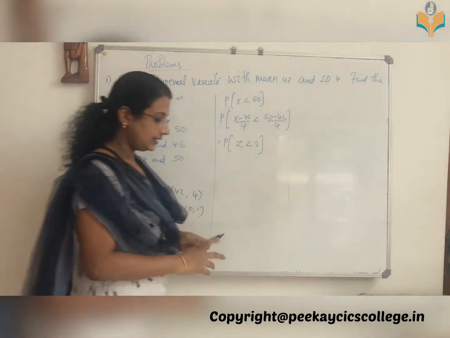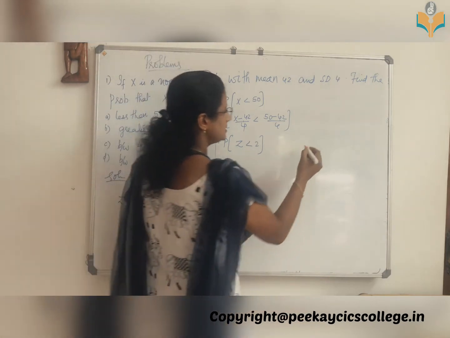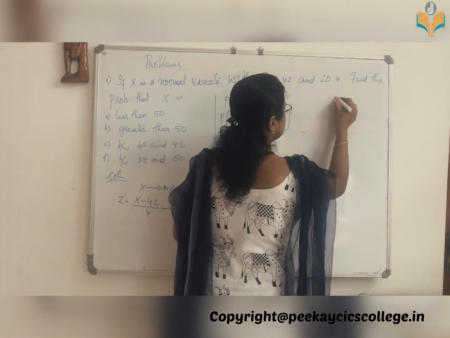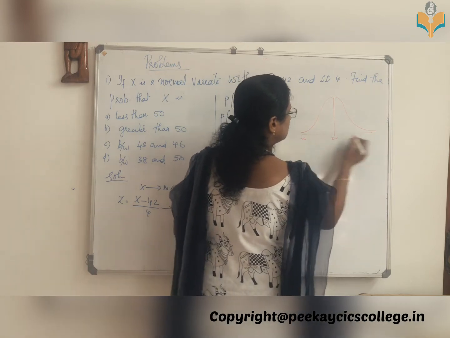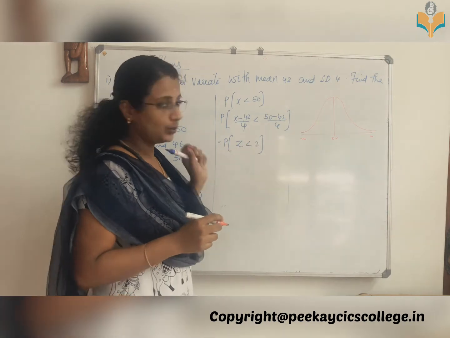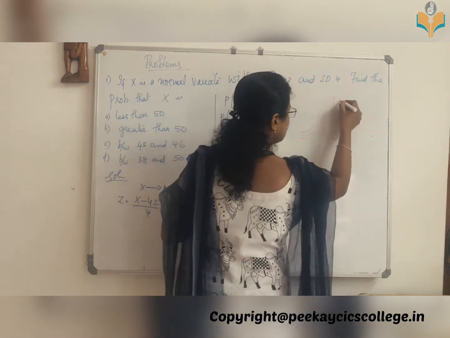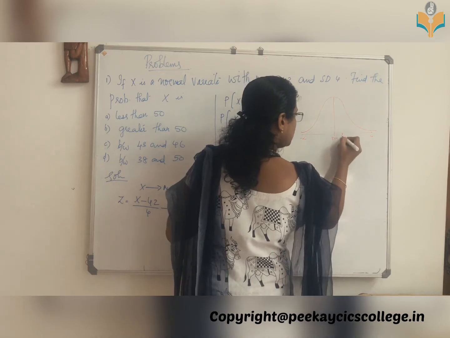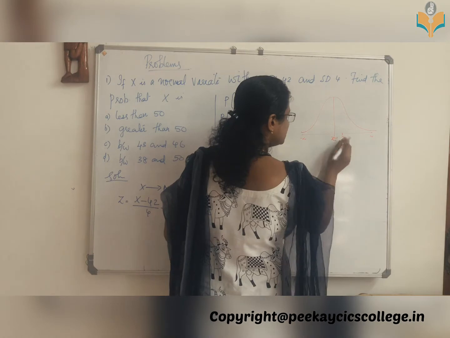Then what about the graph of the standard normal distribution? The standard normal distribution is a symmetrical graph at z equal to 0. Okay, now plot 2. Plot 2 on the right-hand side of 0. Okay, this is z and this is 2.